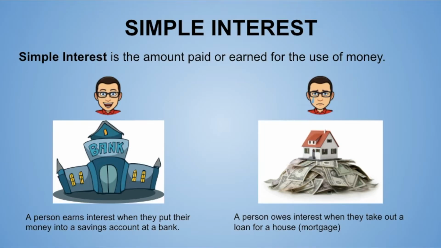In this video, we are going to look at simple interest. Simple interest is the amount paid or earned for the use of money. A person earns interest when they put their money into a savings account at a bank. A person owes interest when they take out a loan for a house. This is called a mortgage.